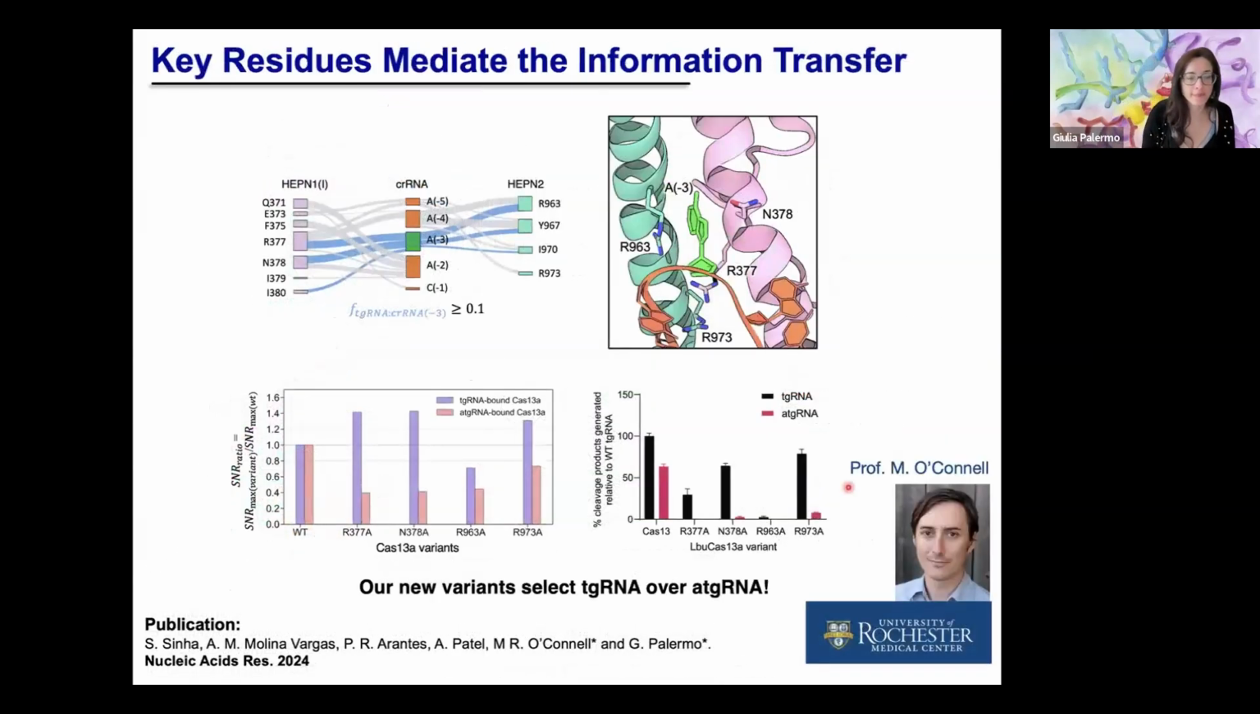This is the premise of our study. In particular, here we saw through computational investigations that these residues increased interaction with a critical adenine from the CRISPR RNA, and that's the reason why we thought they were so important. By applying our signal-to-noise ratio, we see that the signal is remarkably dampened when these mutations are introduced in the presence of an anti-tag RNA. And here you can see the experiment that set up the premise of our study: the fact that our variants can select a target RNA over an anti-tag RNA.